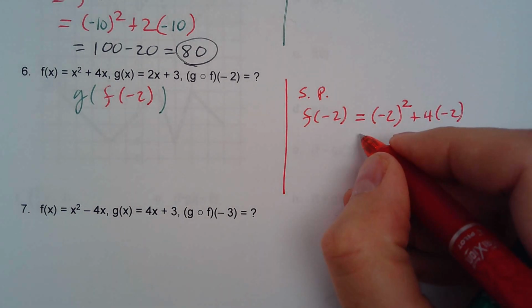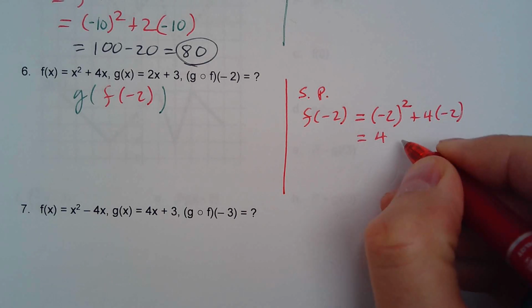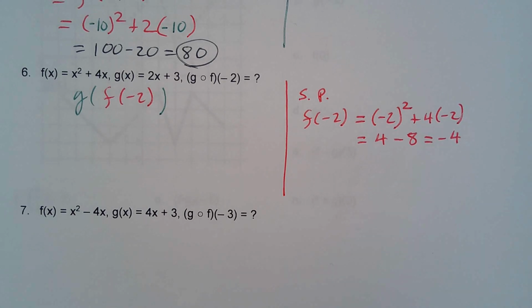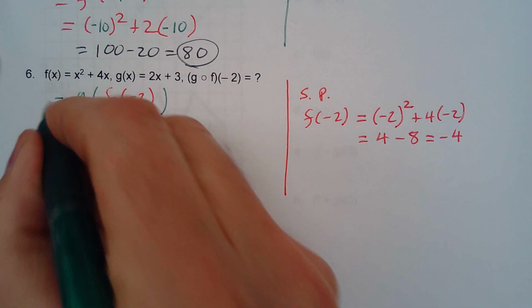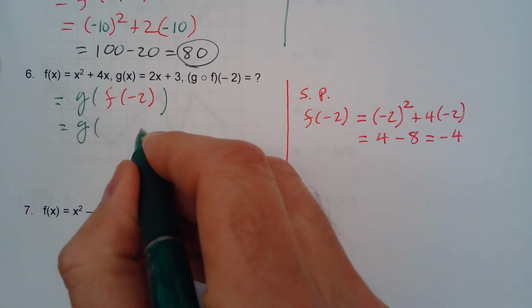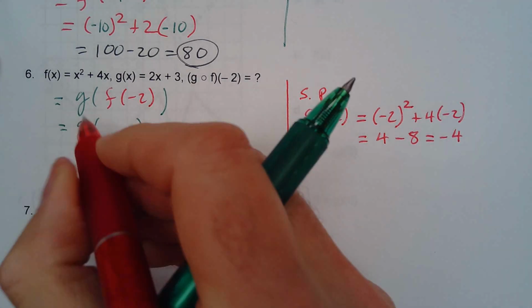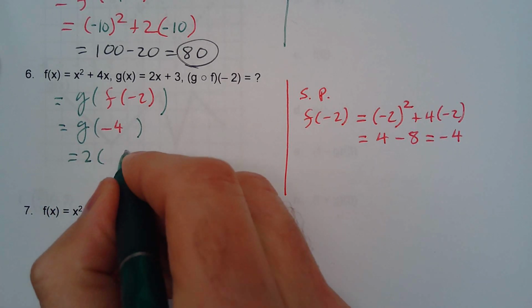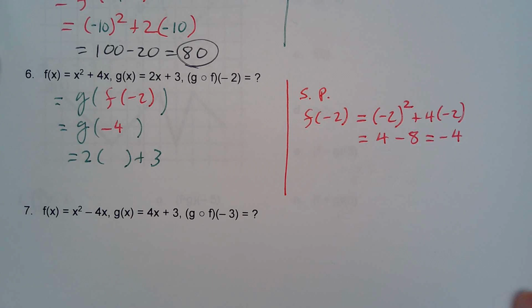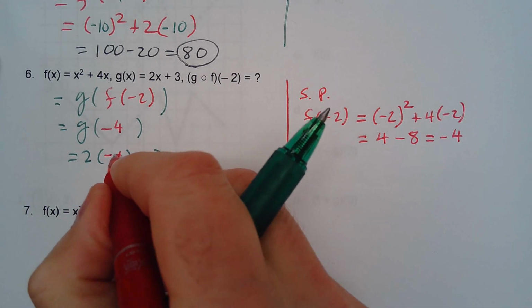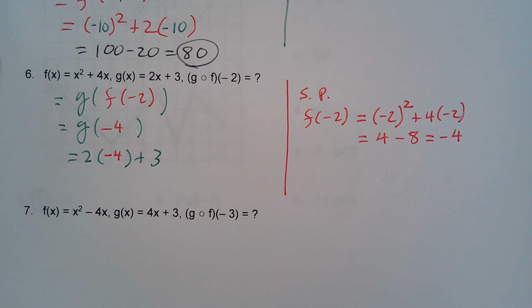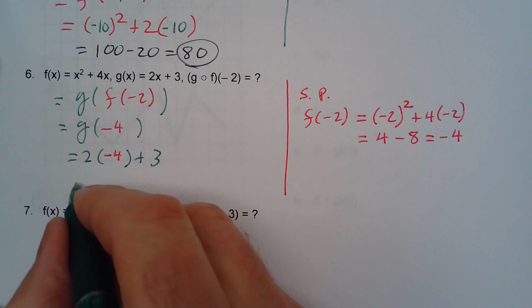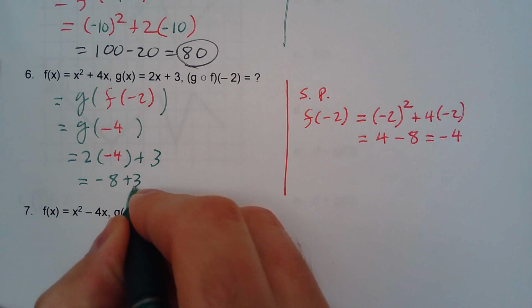So let's see, this would be 4. That's going to be a negative 8. So that's going to give us a negative 4. And so now we're looking for g of negative 4. So I'm going to plug that in for x in the 2x plus 3. So that's going to give us a negative 8 plus 3 is negative 5.